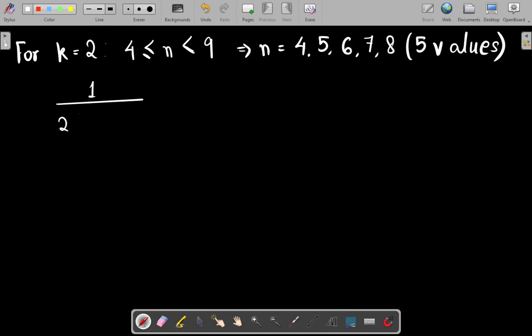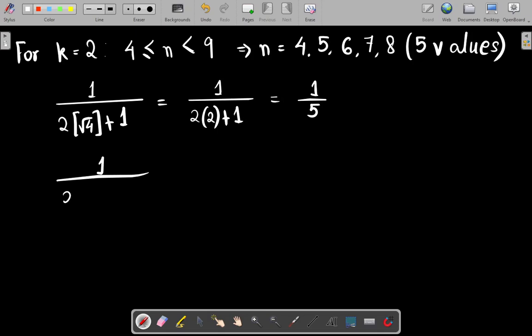So the first one is going to be this one. The square root of 4 is 2, so the greatest integer value will remain 2. So this becomes 2 times 2 plus 1, so this becomes 1 upon 5.